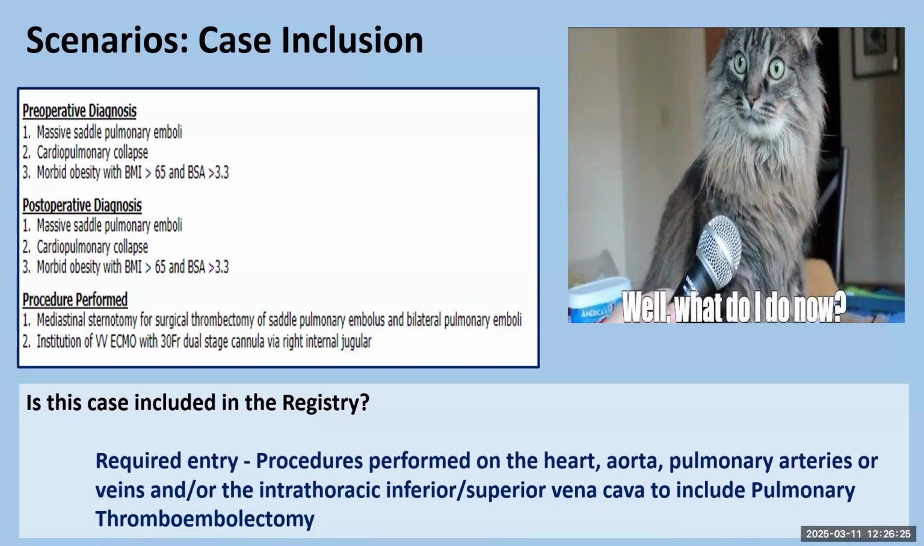Okay. So it is required entry because we performed a procedure on the pulmonary artery or pulmonary veins here. We were removing a saddle pulmonary embolus. It was a sternotomy. It was a surgical, open surgical thrombectomy. It is included.